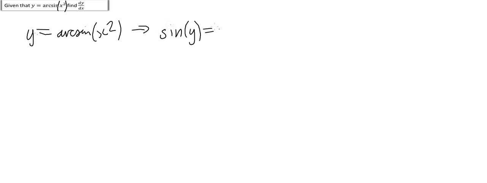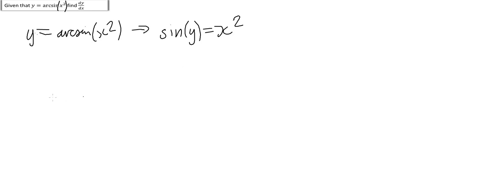Okay, so if y is equal to arcsine of x squared, then we can say that sine of y is equal to x squared. Okay, because remember they're inverse functions.